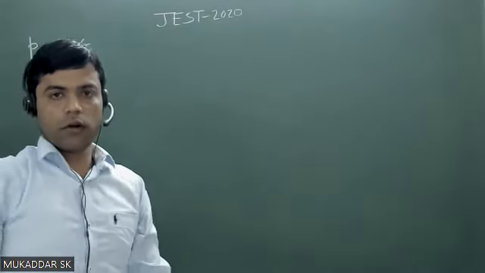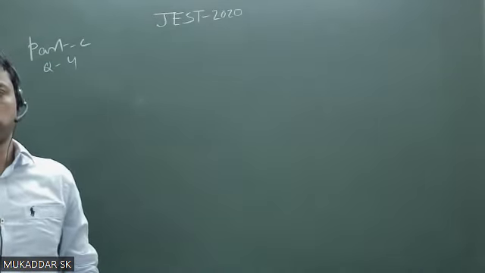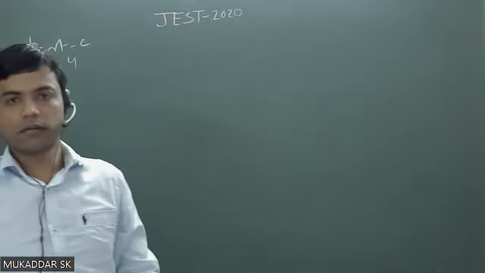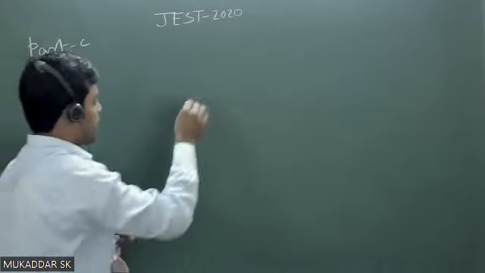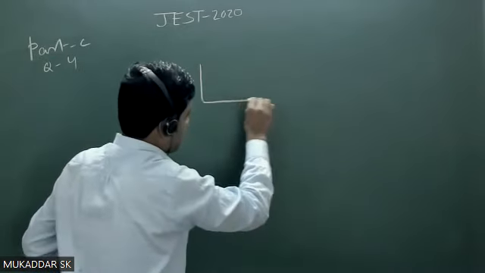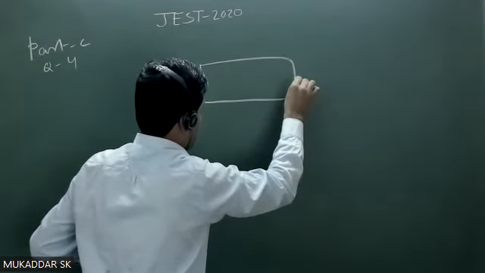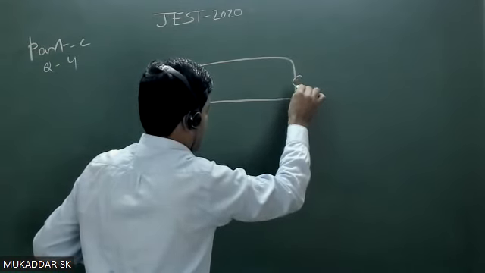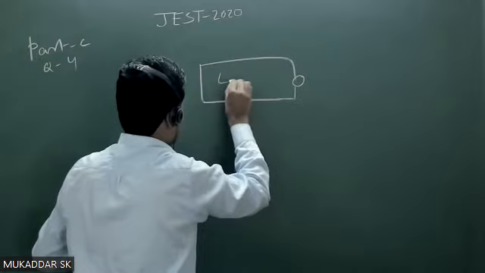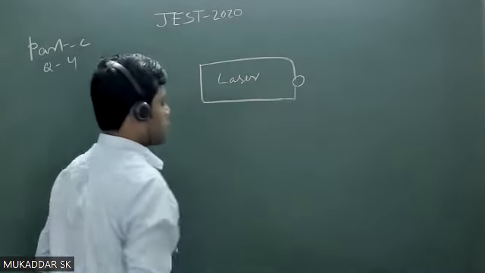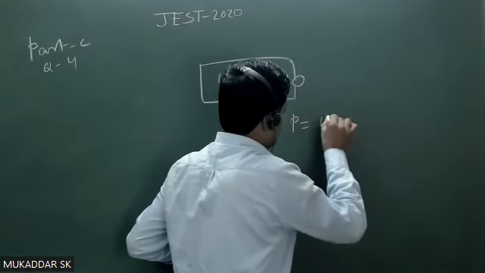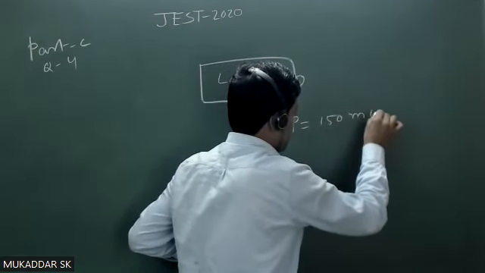Hello friends, today we are going to solve one more problem from JEST 2020, part C question number 4, and this is basically from laser. In that question, you are given a laser, and the power of this laser is given. The power of this laser is 50 milliwatt.